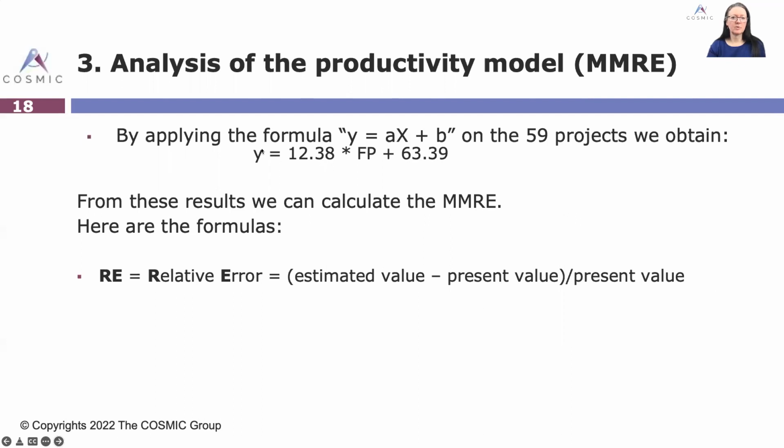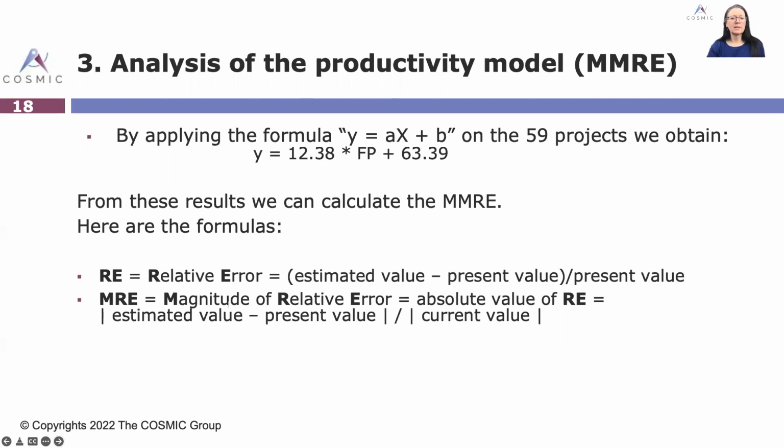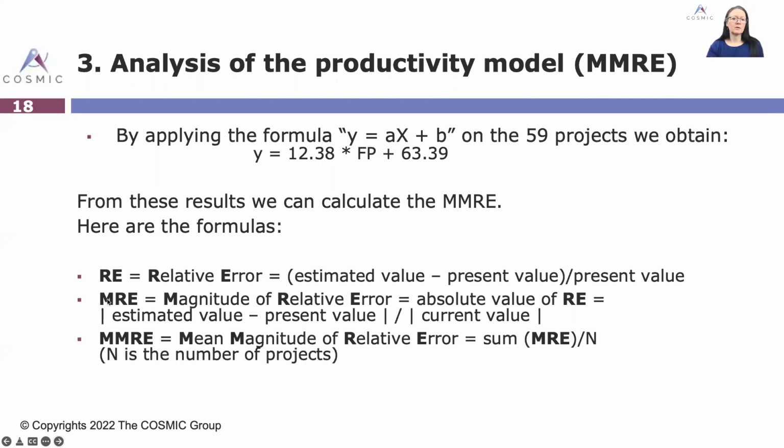of that data. So we take the size, we estimate the value, and we subtract the actual value, and we divide by the actual or present value. That's the relative error, so it can be positive or negative. Then the magnitude of relative error is the absolute value of these. So instead of having it negative, we take the absolute values. And the mean magnitude of relative error is the sum of all these MRE divided by N, the number of projects. So we've applied those formulas on our 59 projects.